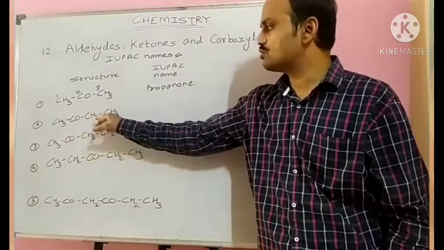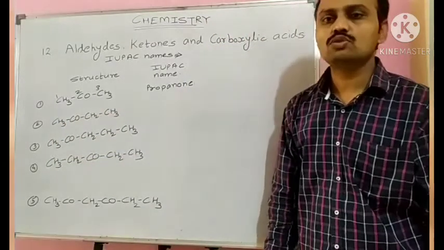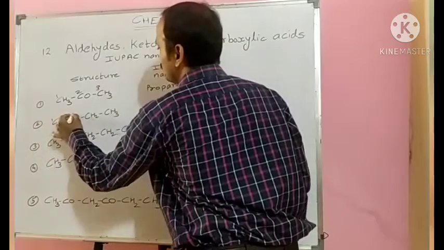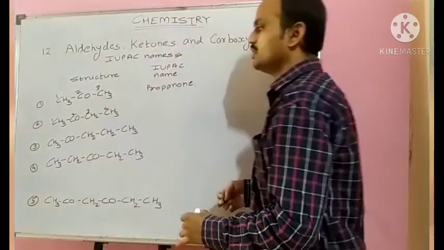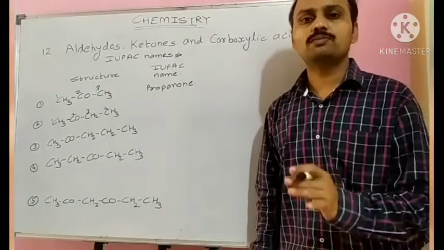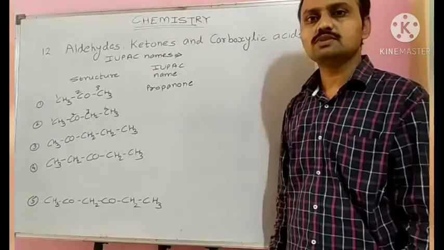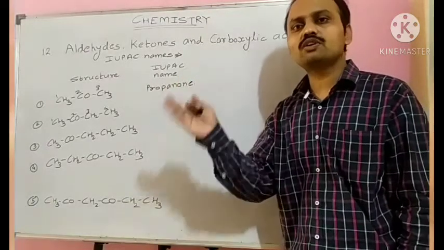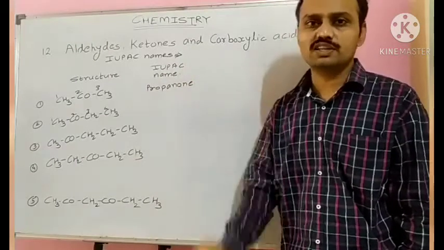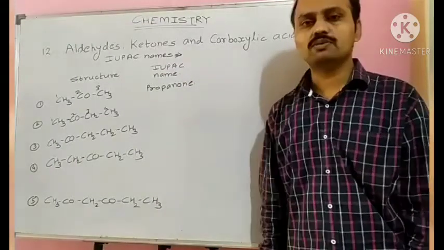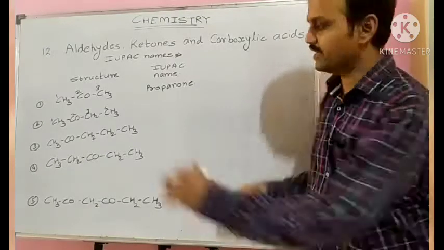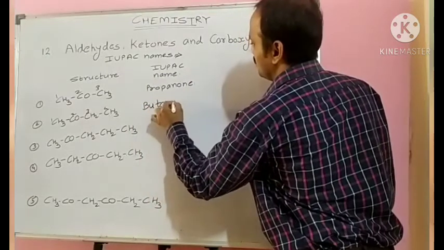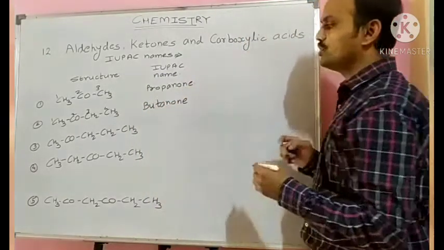CH3 CO CH2 CH3. So total 4 carbon atoms are there in straight chain. 1, 2, 3, 4. Parent hydrocarbon will be butane. By applying our rule, that is last E of parent hydrocarbon is replaced by ONE, name of this compound will become butanone.